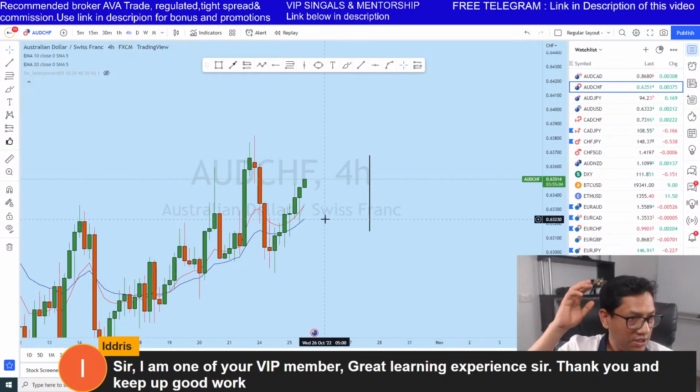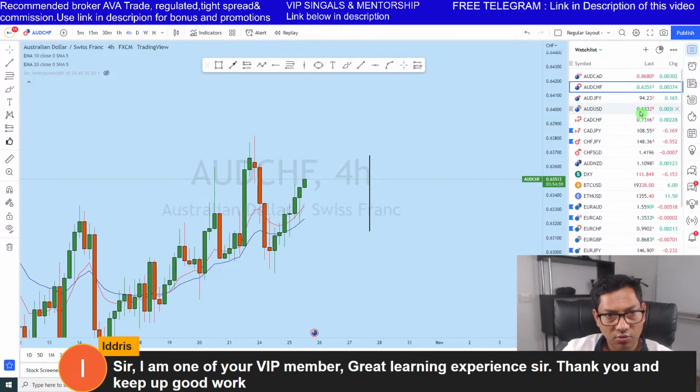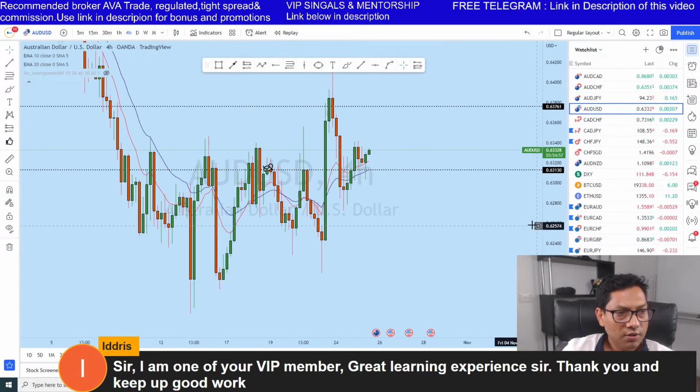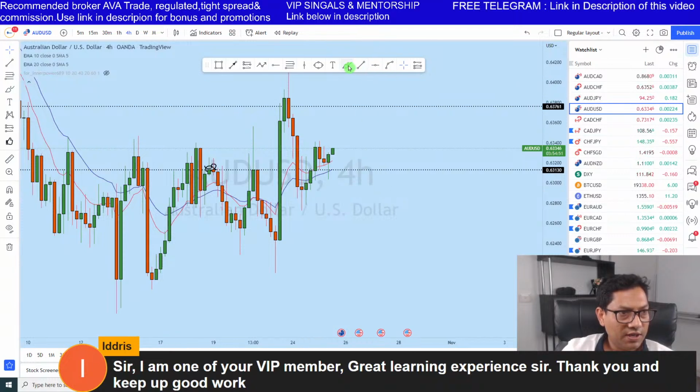I think that Aussie CHF is going up. It looks like Aussie dollar is getting stronger. This is also bullish price action, as you can see, creating series of highs and lows. So we bought Aussie dollar early today.